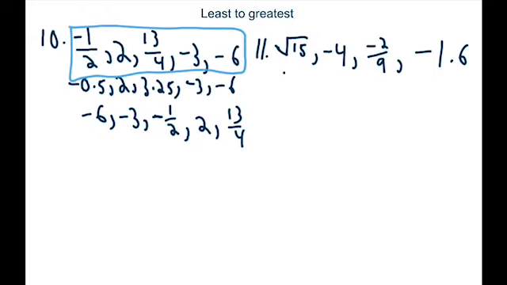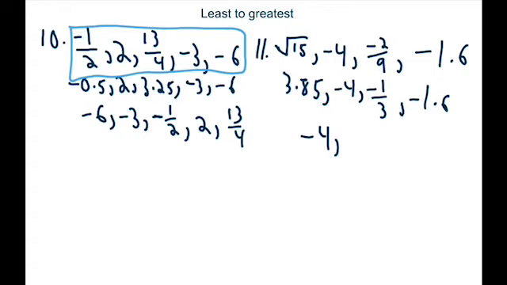Square root 15 will be like 3.85. I'm just estimating. Negative 4. You cannot simplify negative 2/9. That would be negative 0.2 infinite. The final answer is still correct though. And negative 1.6. First would be negative 4.